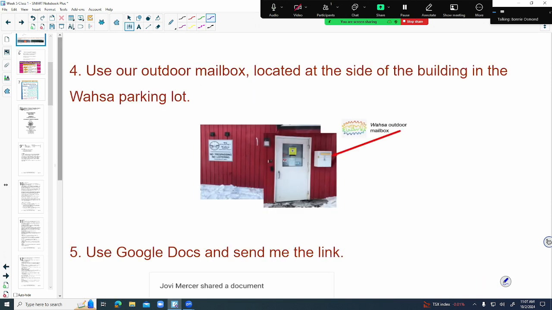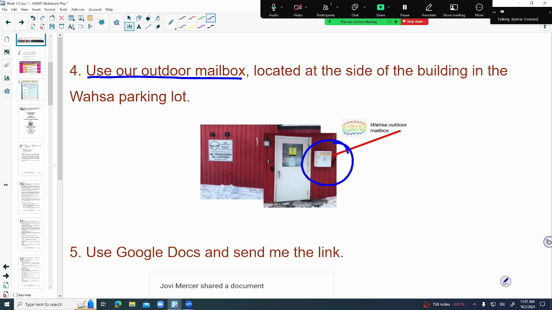You can also, if you are in Sioux Lookout or the surrounding area and you come to Sioux Lookout often, or if you're in Sioux Lookout for work or you live in Sioux Lookout, drop your work off at WASA. There is a drop box located in the parking lot, the side of the building facing the post office, or you can knock on the front door and give it to whoever answers the door.